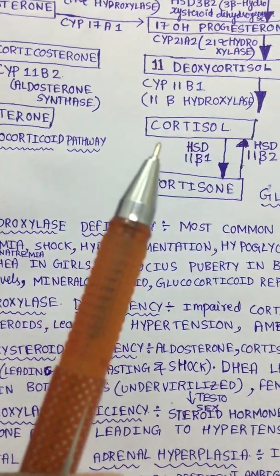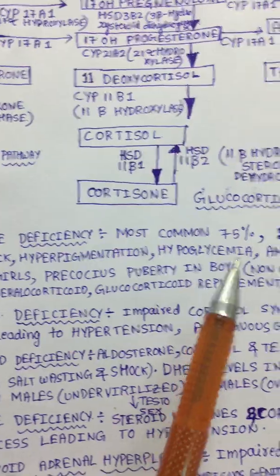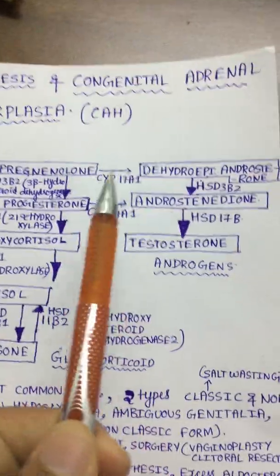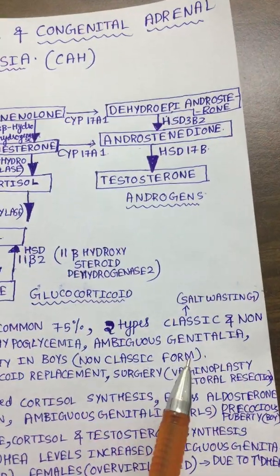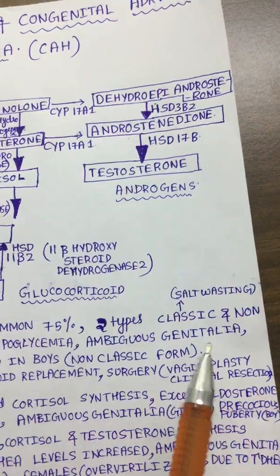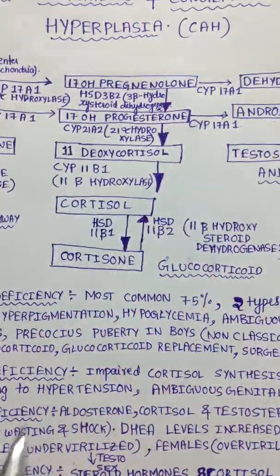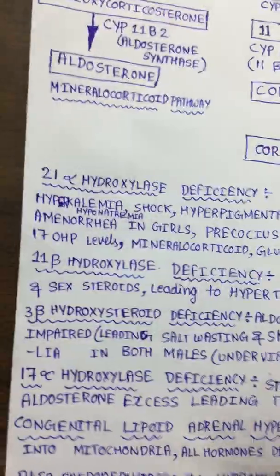And as I already told you, when cortisol is not synthesized, it leads to positive feedback on the ACTH. Because of ACTH, the side effect is hyperpigmentation of the skin, and there will be hypoglycemia because glucocorticoids are not formed. Ambiguous genitalia are seen in females, because, as I already told you, the first two horizontal pathways will be overactive and increase the production of androgens. Because these androgens are very high, they lead to ambiguous genitalia in females, since androgens are male hormones. It will also lead to precocious puberty in boys, meaning early puberty and early virilization.